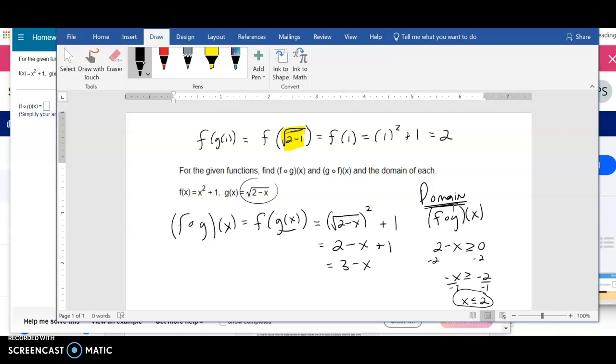And then the other thing, I consider two things. The domain of g, because that's the input function, and then the domain of the result of my composite function. And I combine those two things. So the good news with this function is my composite function is a linear function. It doesn't have any domain issues. So the domain of the f of g is just restricted to the domain of the input function g. Okay, so that is everything less than or equal to 2.